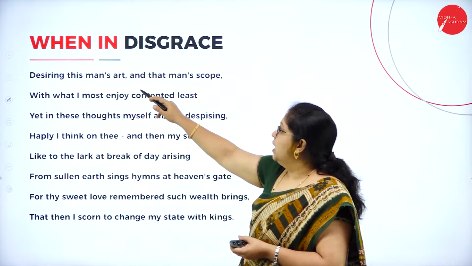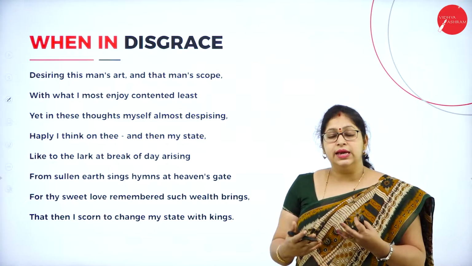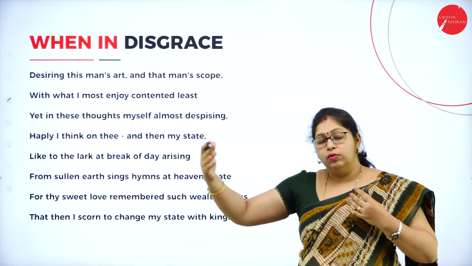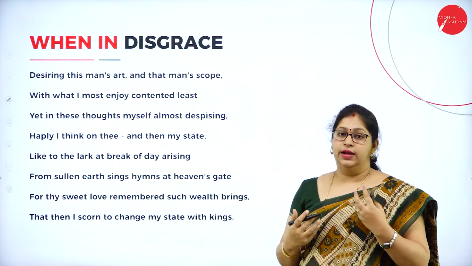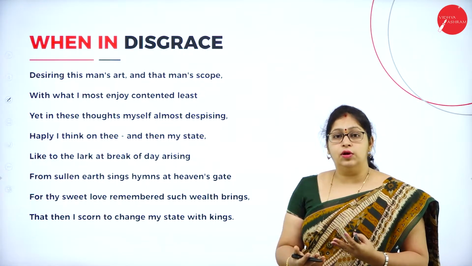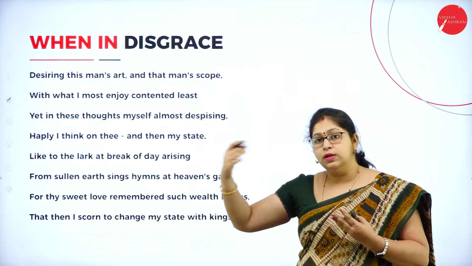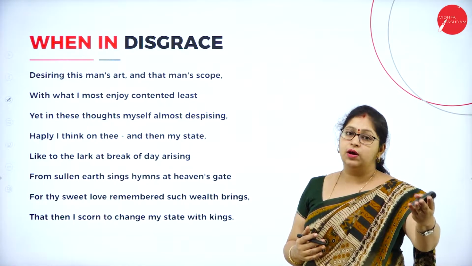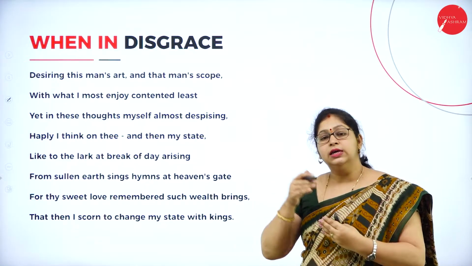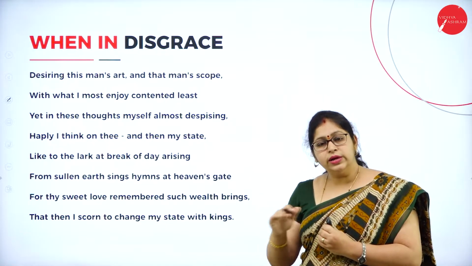Desiring this man's art and that man's scope. So what is he asking for? He is asking, he has the desire to get this man's skill and that man's scope. Oh, this person is having that skill, I don't have that. This person is having that scope, I don't have that. He is desiring for those. He is praying to God to give something from the skilled person and something from the other person. So he wants from others. What others have, he is not having. So he is praying to God to get it from them or do it equally.